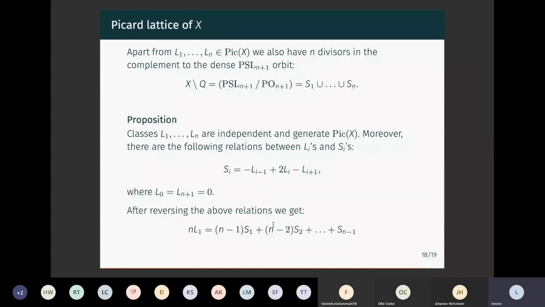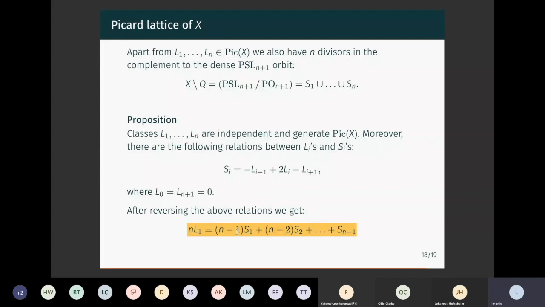So we can reverse these relations, and then we'll get n times L1 equal to this expression in the Si's. And I believe this should finish with Sn, not Sn minus 1. Yeah, sorry. The relation is actually written for PSLn instead of PSL n minus 1. So you should add 1 to all the coefficients, and you should add Sn in the end. Sorry, this is a typo, but it's not super important.